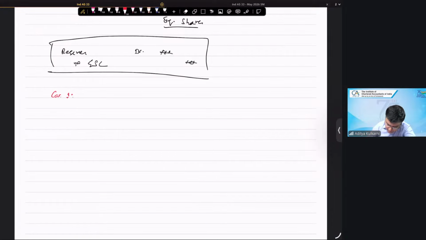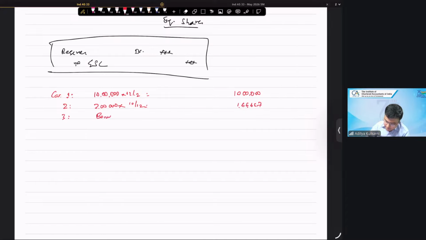Category 1, 10 lakh into 12 by 12. Correct? Yes, sir. Category 2, 2 lakh shares into 10 by 12. So that comes to how much? 1 lakh 66,667. Correct.